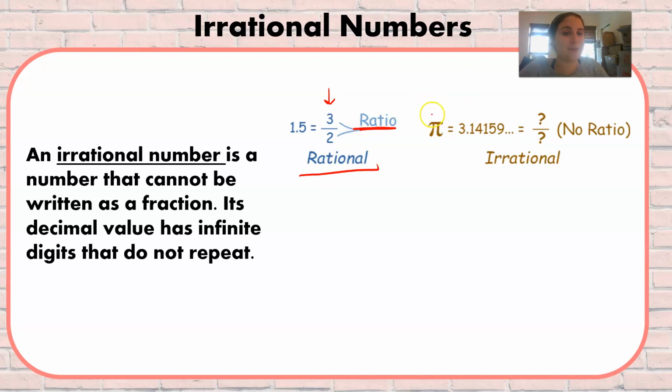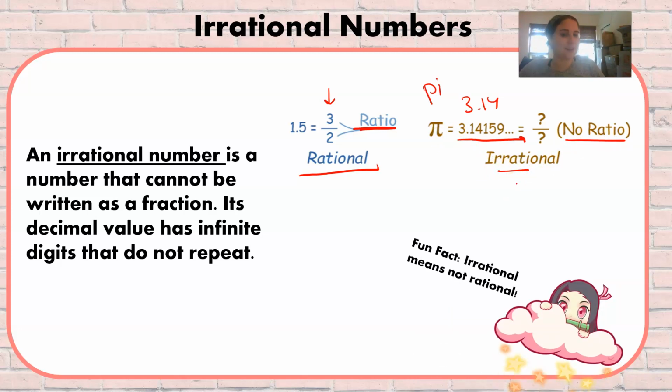And then we have some fun numbers like pi, which is this really long decimal number that actually goes on forever and ever. It's usually just 3.14. It's my favorite number. And you can't write it as a fraction. I can't even think of a fraction for that. So it's irrational, no ratio, no fraction. Fun fact, irrational. So this ir in front of rational means not. So not rational, irrational.